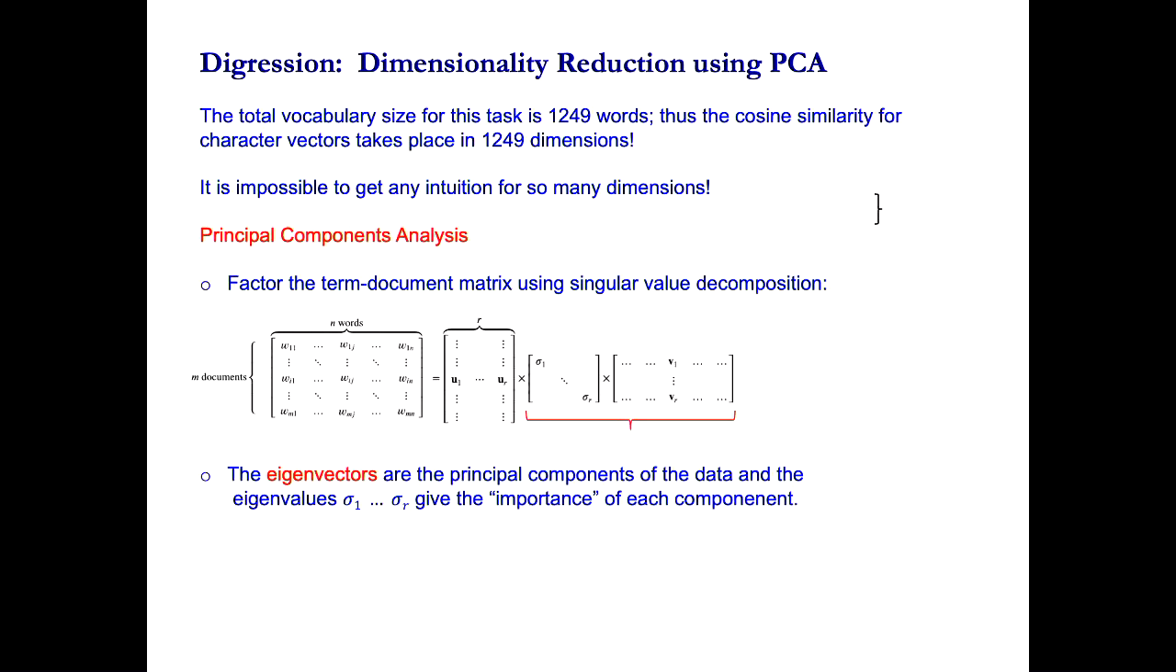So when you have somebody in this vector space, it's taking place in 1,249 dimensions. Good luck visualizing that, unless you have a different brain than I have. When we teach 132, we have these high-dimensional spaces. We always show you examples in two and three dimensions, because you can't do more than three dimensions. But keeping track of the fact that these vectors exist in this kind of space, it's impossible for me to get any intuition.